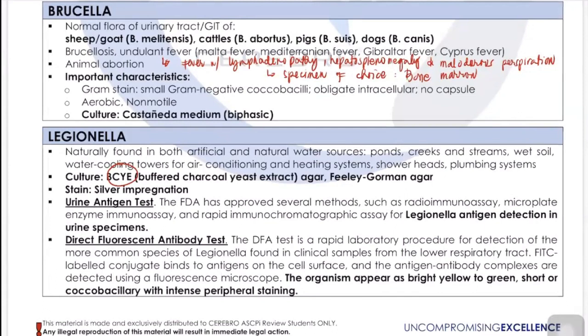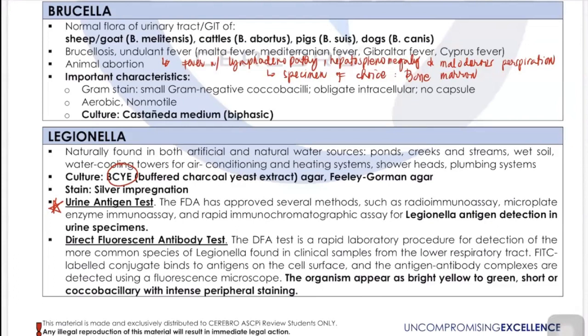Because usually our Legionella is gram invisible in primary stain smears. So that's why the staining method of choice is silver impregnation. Okay? We also have the urine antigen detection test for rapid detection of Legionella antigen in urine specimens. So that is also a recall question. What is the organism detected in the urine antigen detection test? Okay?